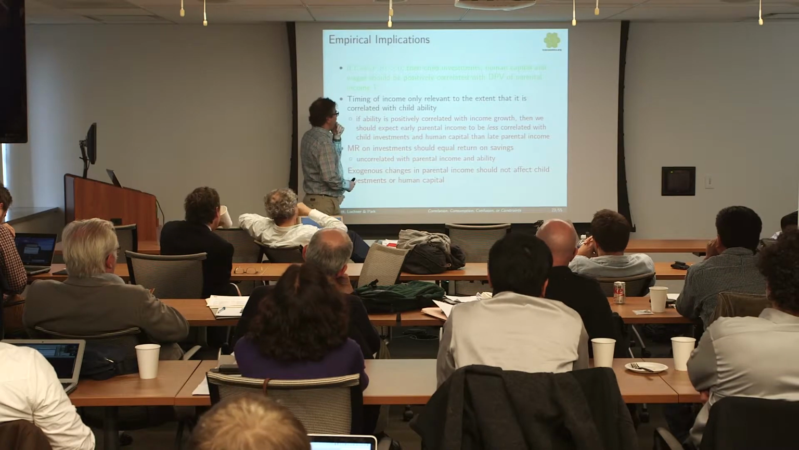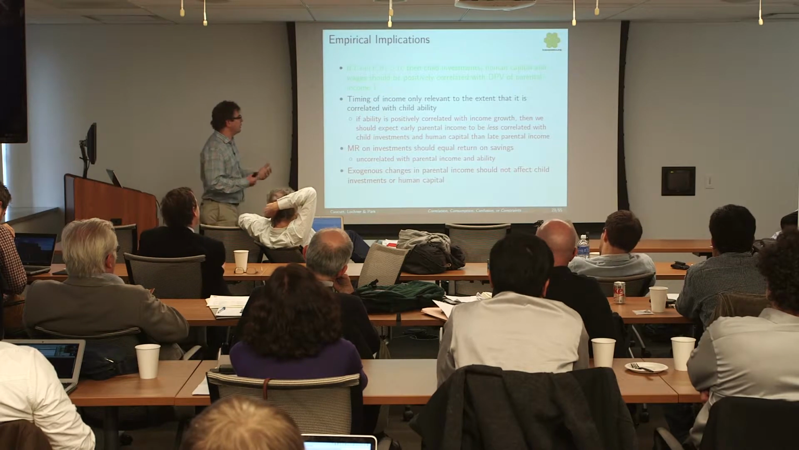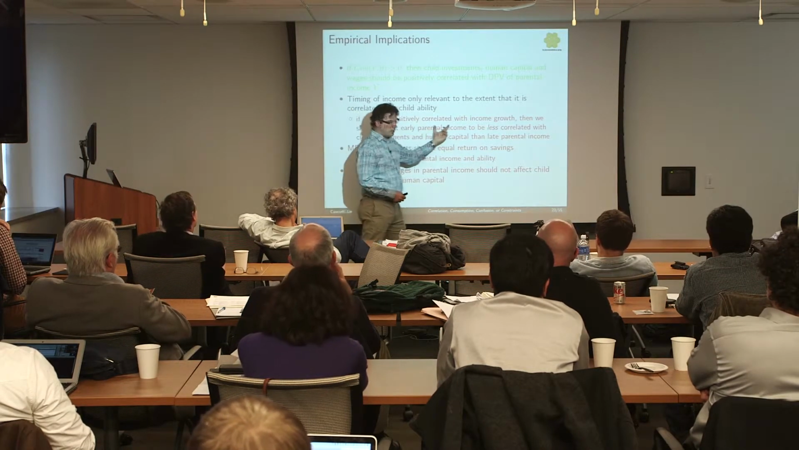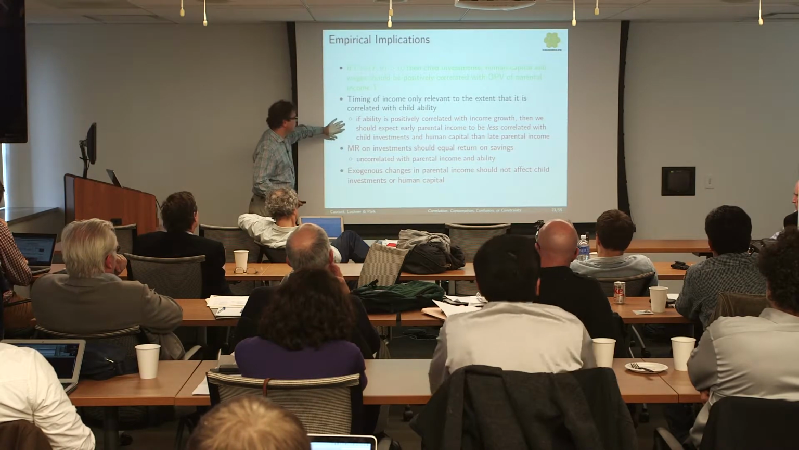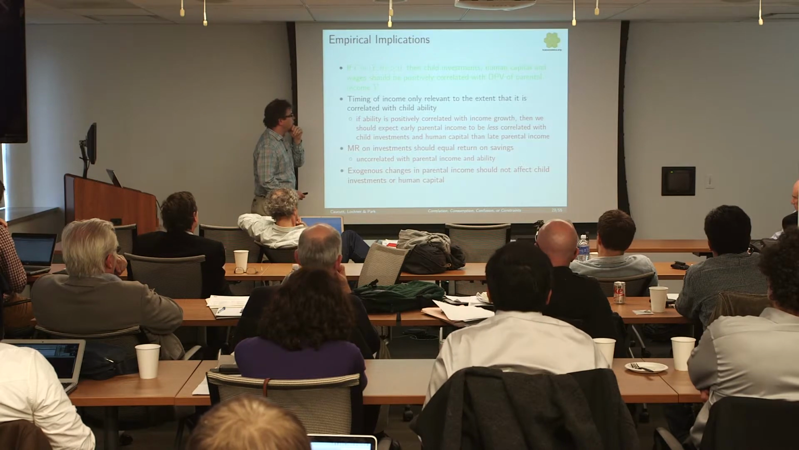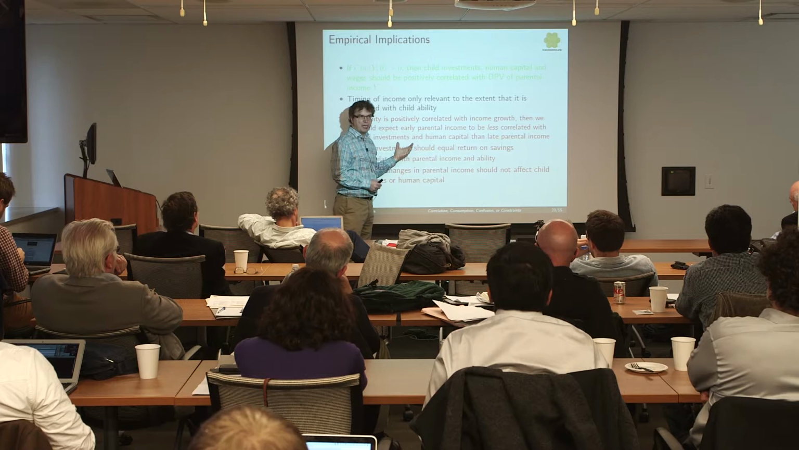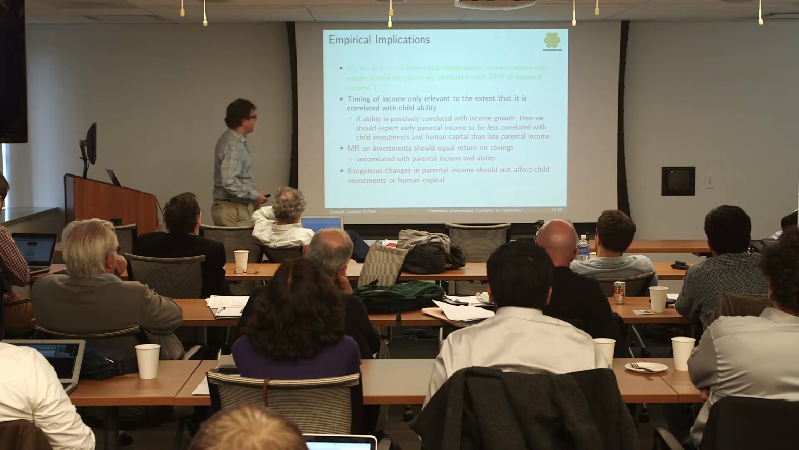Well, the timing of income is only going to be relevant to the extent that it tells us something additional about ability. If we think ability is positively correlated with income growth, which it tends to be, then this would suggest that early parental income should be less correlated with child investments in human capital than late income, which is sort of weird because that doesn't fit the facts.